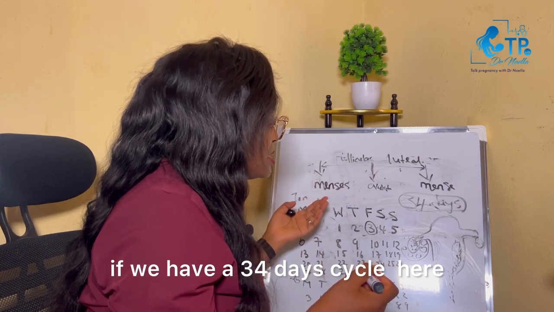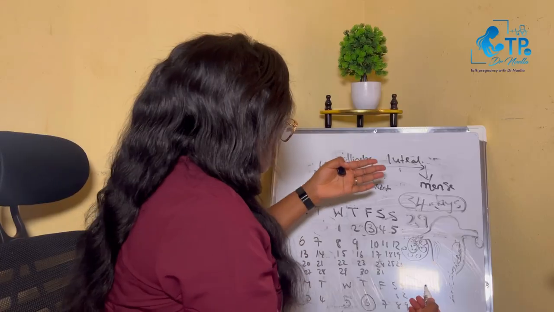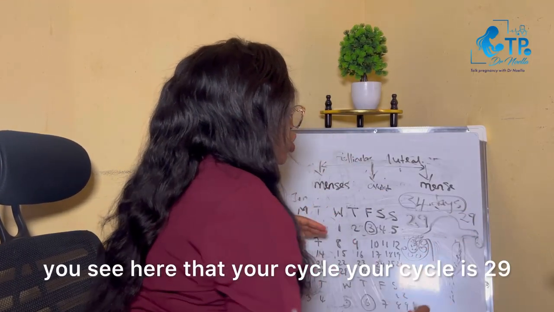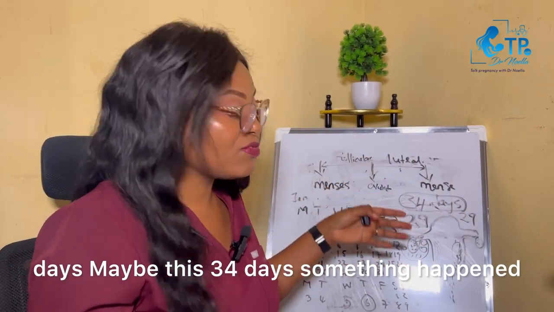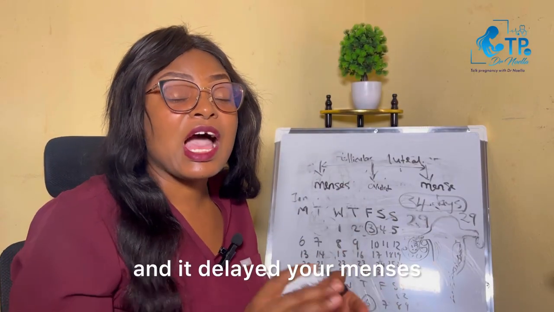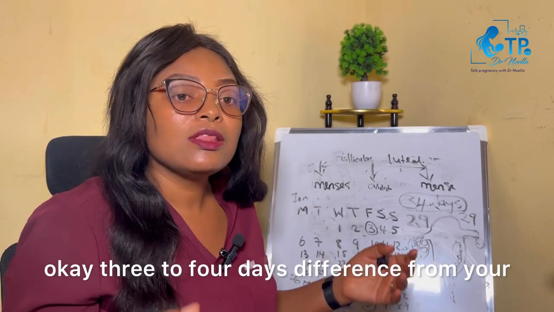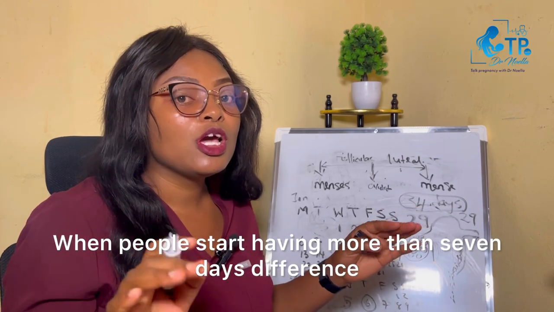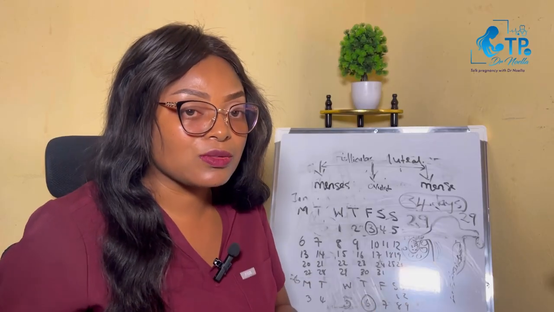If we have a 34-day cycle here, and now in the other ones, you have maybe 29, and maybe the other time you have 29. You see here that your cycle is 29 days. Maybe these 34 days, something happened, that maybe you're stressed, you did a lot of heavy exercises, and it delayed your menses. So a delay for 3 to 4 days can be okay. 3 to 4 days difference from your cycle is very okay. But if people start having more than 7 days difference, then we start entering into irregular cycles.